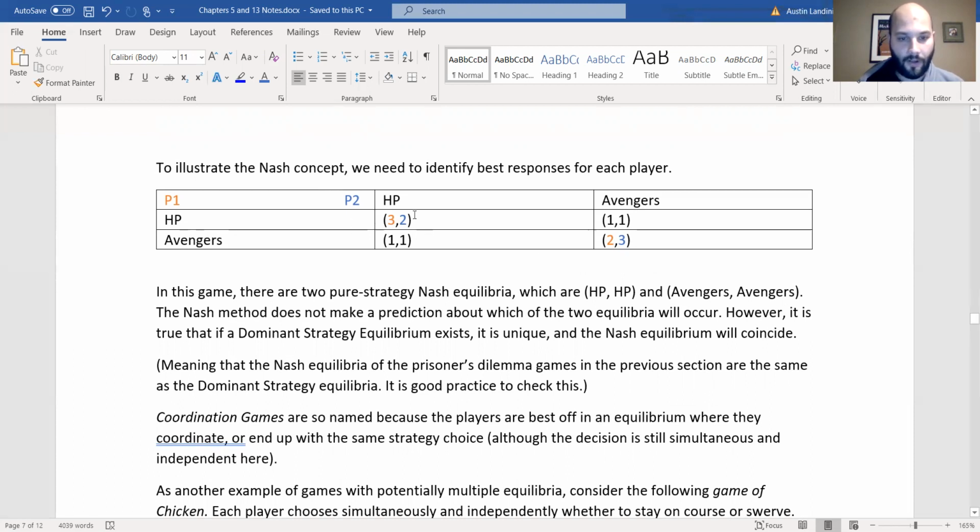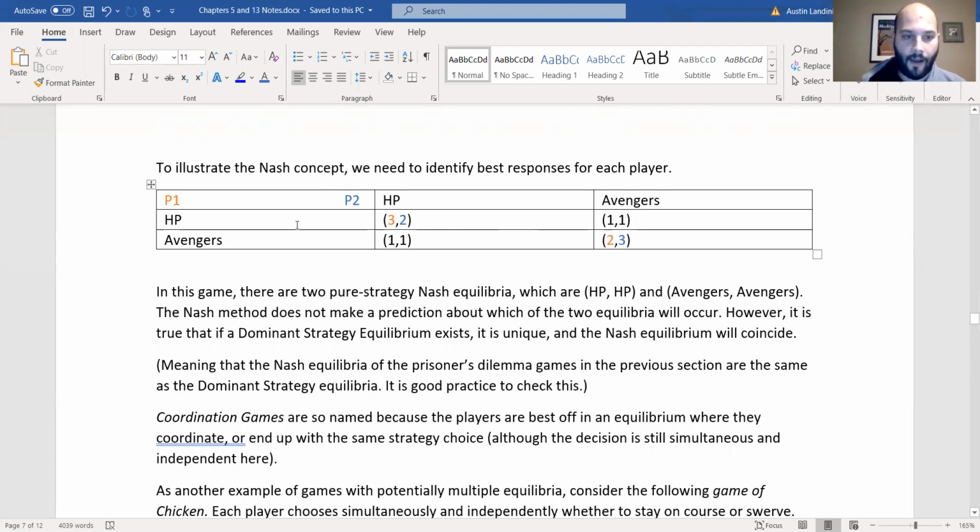So let's make player 1's choices red. Conditional on player 2 choosing Harry Potter, player 1 is better off choosing Harry Potter, so we've highlighted that in red. Conditional on player 2 choosing Avengers, player 1 would be better off choosing Avengers, so we've highlighted that 2 in red. 2 is better than 1.